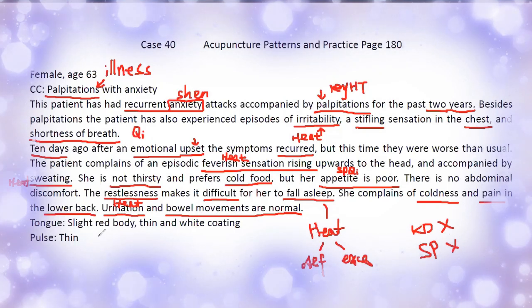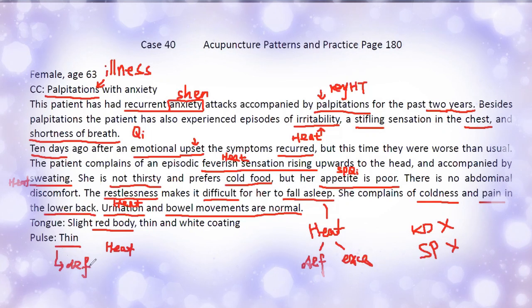And the tongue body is slightly red, so still a little bit of heat. The thin white coating, we can think of as normal. Basically, the tongue overall we can think of as normal. The pulse is thin, and generally we think about two issues. One issue is deficiency. The other issue, usually, is maybe dampness blocking.